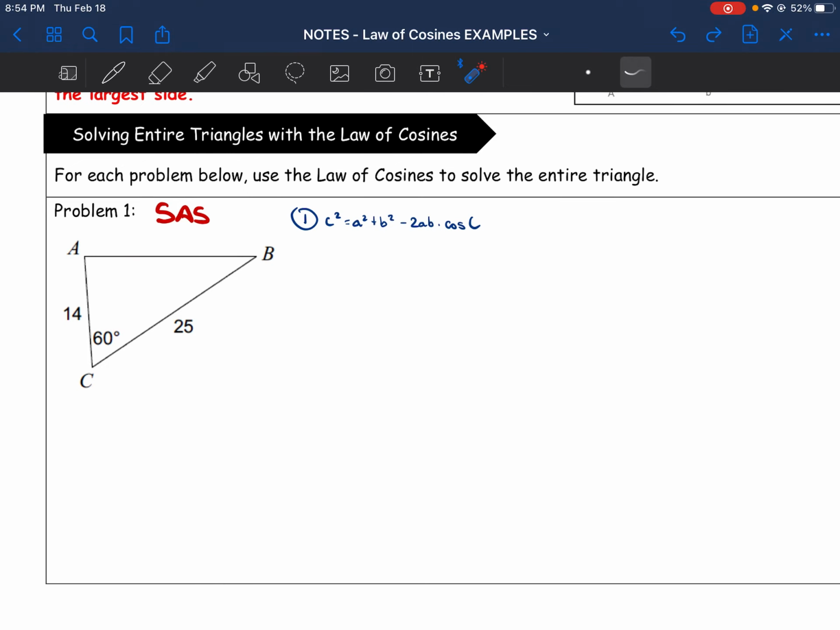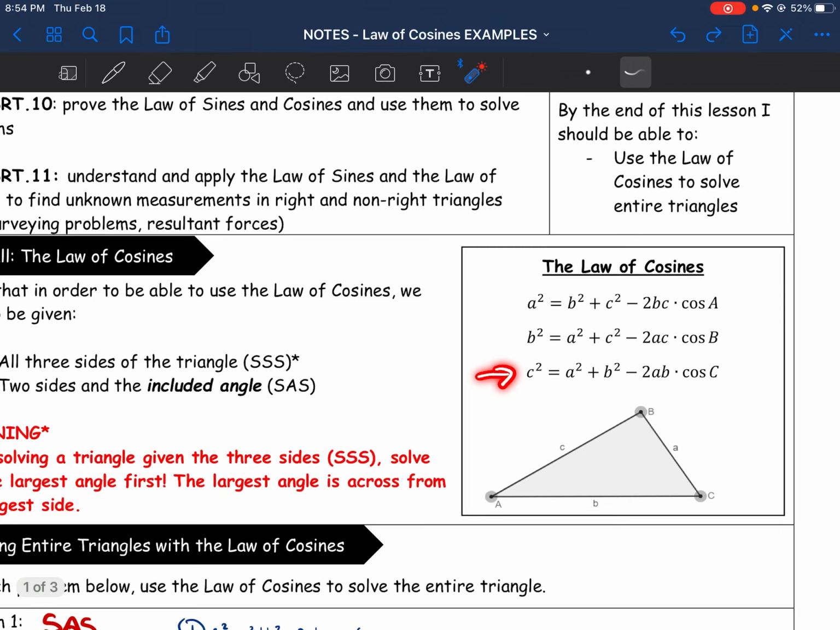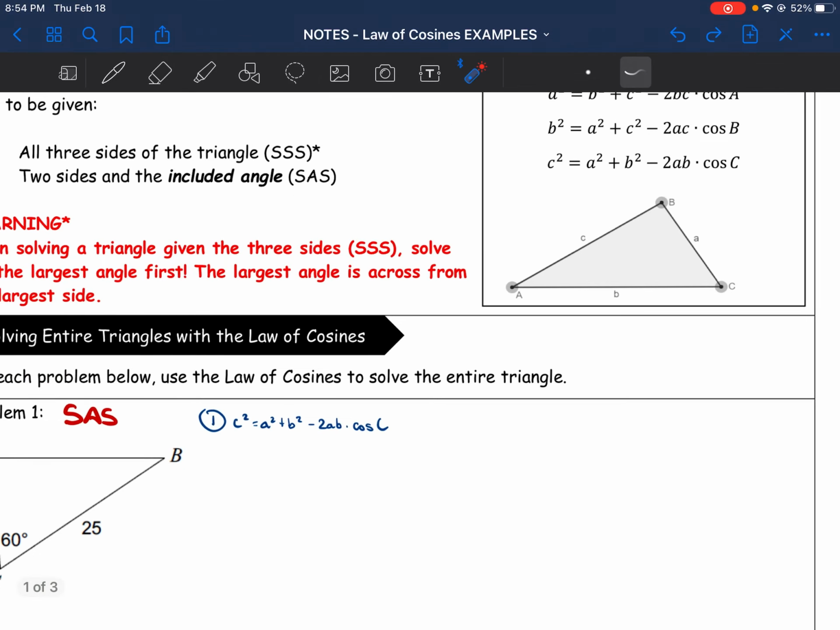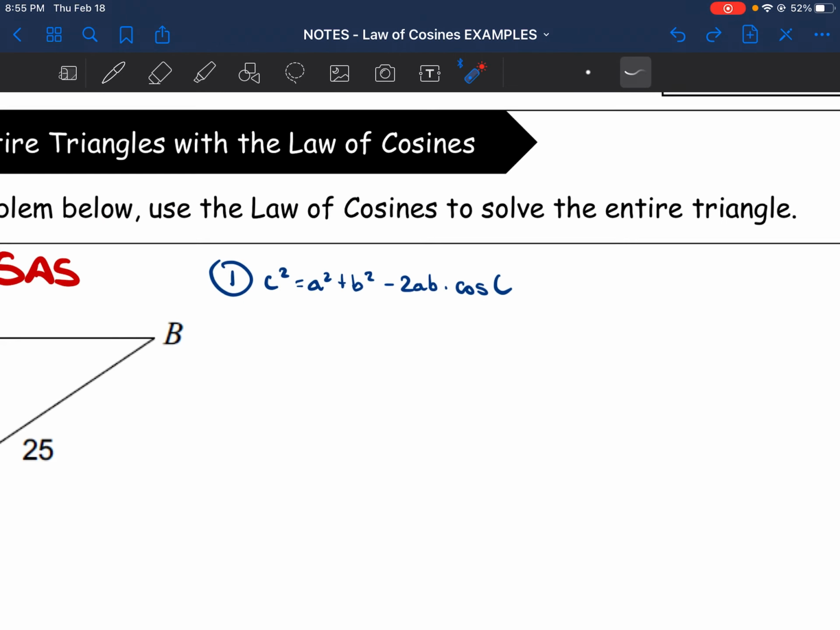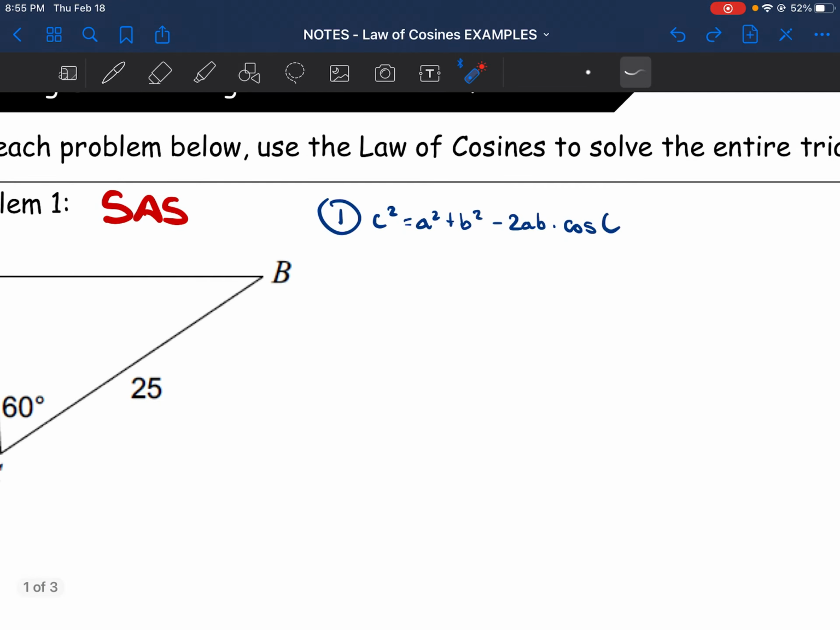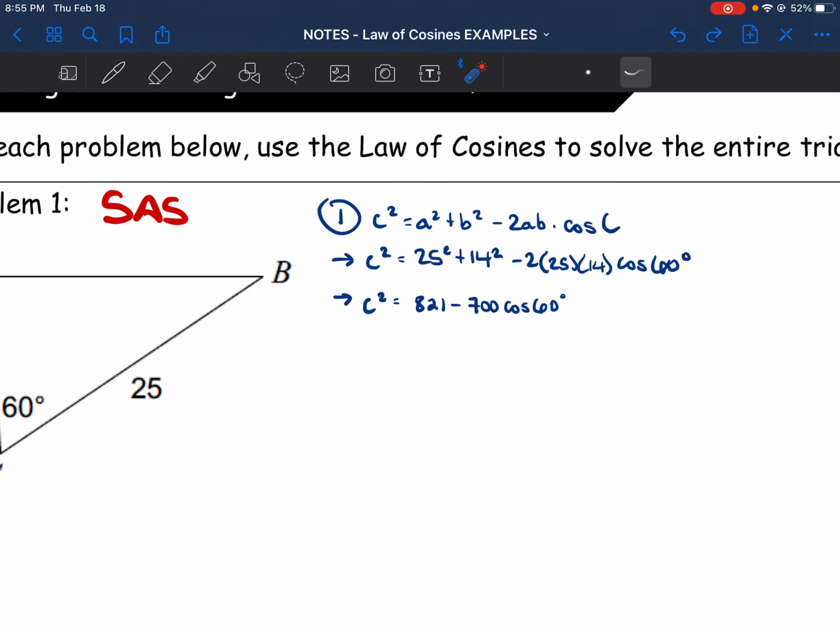So since I'm looking for side C, I have to pick this equation because I already know angle C. And this third equation is the only one where I can plug in the value for angle C. So I go ahead and do that, pick the third equation for the law of cosines, and I start substituting. So 25 for a, 14 for b, and 60 degrees for angle C. Simplifying. And then finally, since we want to find c, we take the square root of both sides, and we get that c is equal to 21.7.